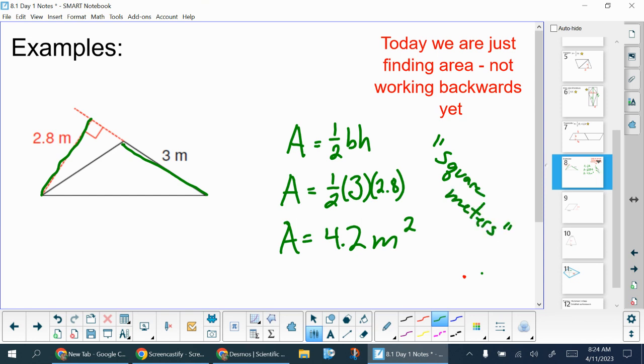Again, I want you to kind of be thinking of that fact that these are literal squares, 1 meter by 1 meter squares that are fitting into this. But of course, you will hear people read that as meters squared as well. It's not at all wrong. I just like to read it as square meters personally. One more quick example here.